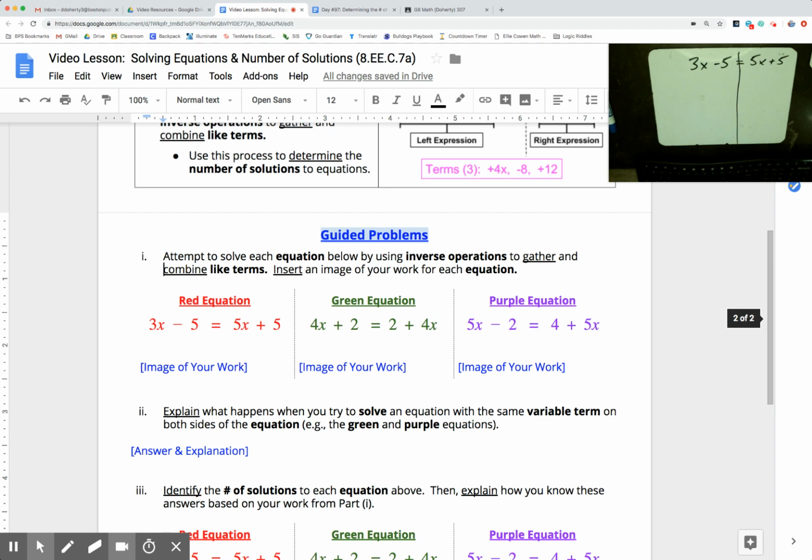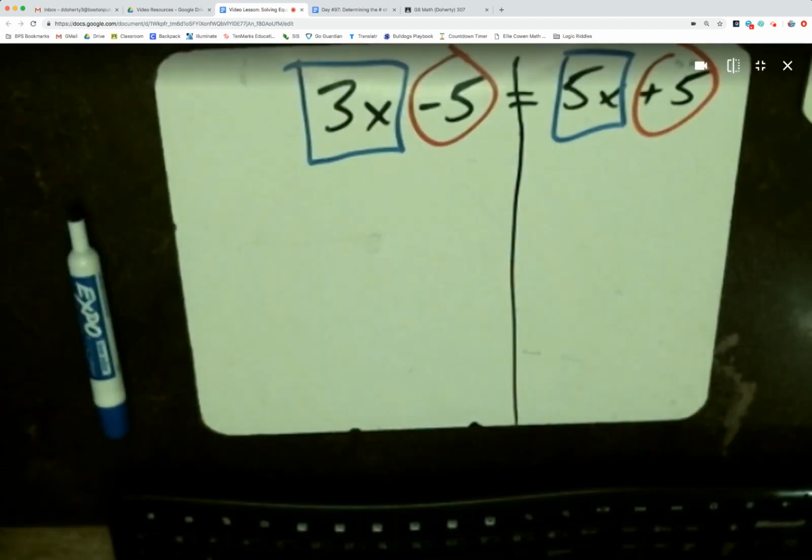Welcome back. Okay, so right now on my whiteboard, what you can see here is the red equation. 3x minus 5 is in the left expression, and two terms, 5x and positive 5, are in the right expression. They're equal to each other. They make the same value. When we see that we have two variable terms, I'm going to put blue boxes around those variable terms. And when we see that we have two constant terms, we know the equation's a little more complicated. These are the equations that might have one solution. They might have infinite solutions. They might have no solutions. So let's take a look and see what happens when we start trying to gather these like terms. I'm going to put that whiteboard into full screen.